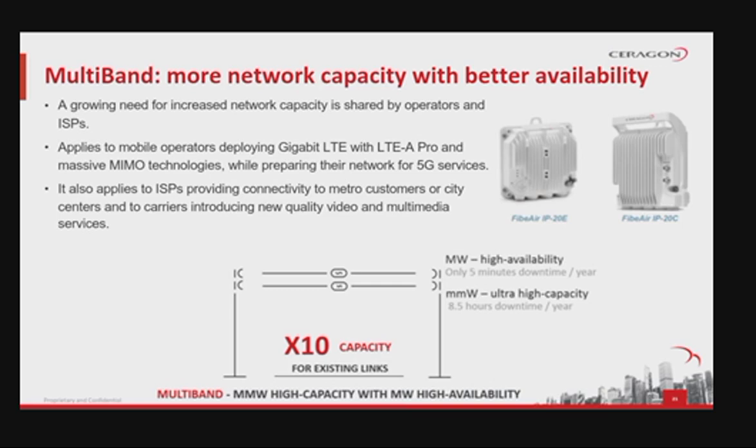The maximum capacity of the IP-20C is 1 gigabit per second, with the IP-20E handling the rest of the link's capacity. In the event of radio failure in one device, the other device continues to operate to the extent of its available capacity. Thus, operators benefit from both the high capacity of E-band and the high reliability of microwave.